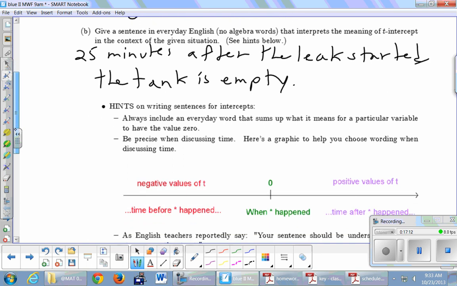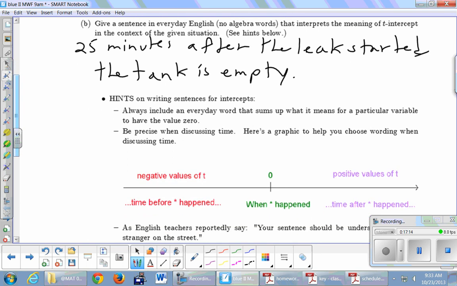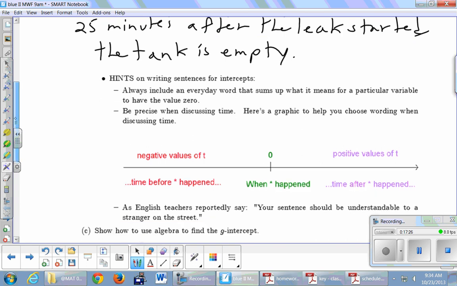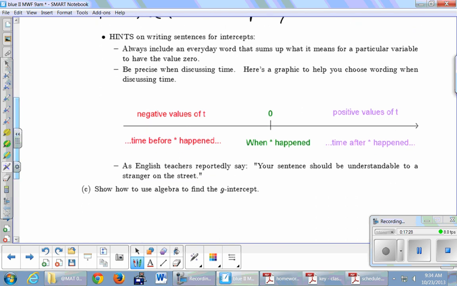So again, you don't need to be word for word what I've got up there, but when I grade your sentences on this next test, there are going to be certain things I'm looking for, and this phrase right here, after the leak started, is one of those things. And so here's the diagram that Sandy came up with. It's easier to look up here because it's in color than in yours, which is just in black. But we have time t equals 0, which is when star happened. Star is some event. In this case, it was the leak.